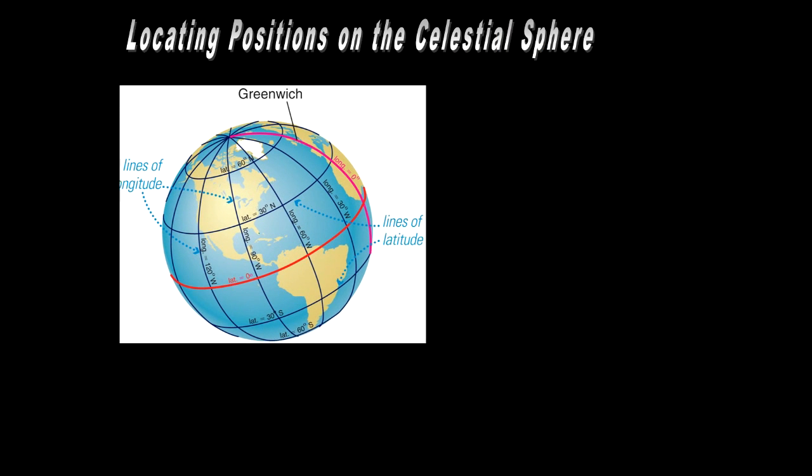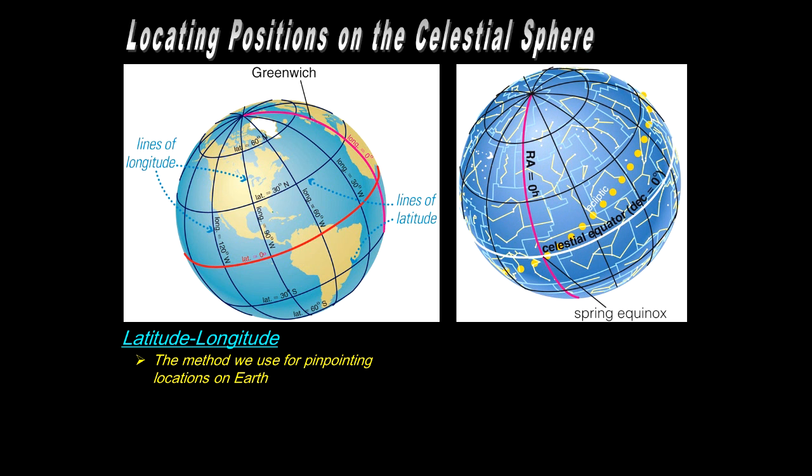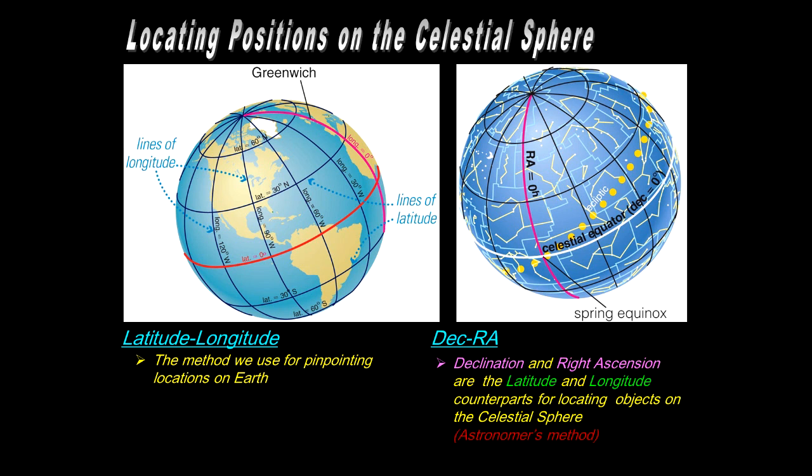So locating positions on the celestial sphere is very similar to locating positions on the Earth with latitude and longitude, which we just discussed. The celestial sphere, as we make it look like a globe, like the globe of the planet, has the equivalents being declination and right ascension. Declination is like latitude, and that is north and south again. Declination can be up to 90 degrees north, or on the other side 90 degrees south.